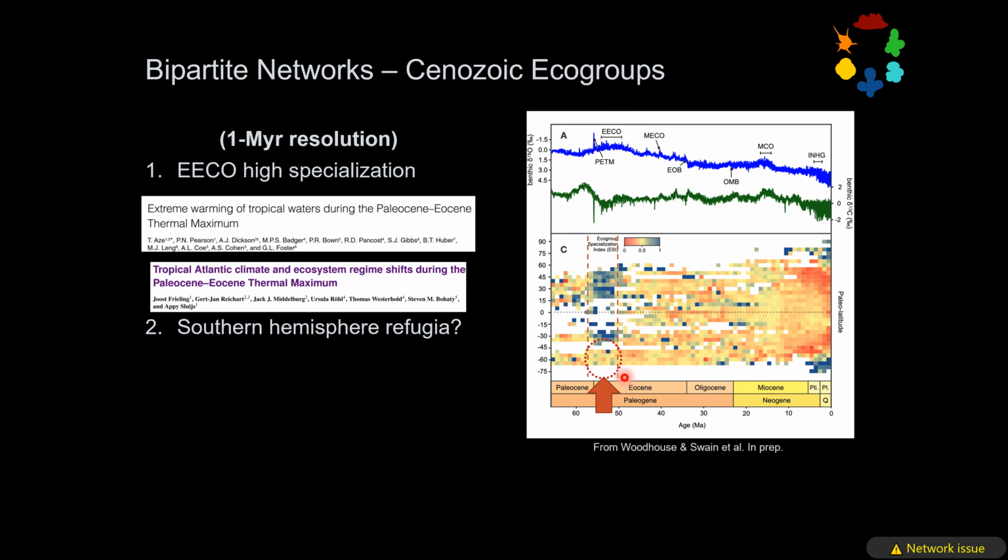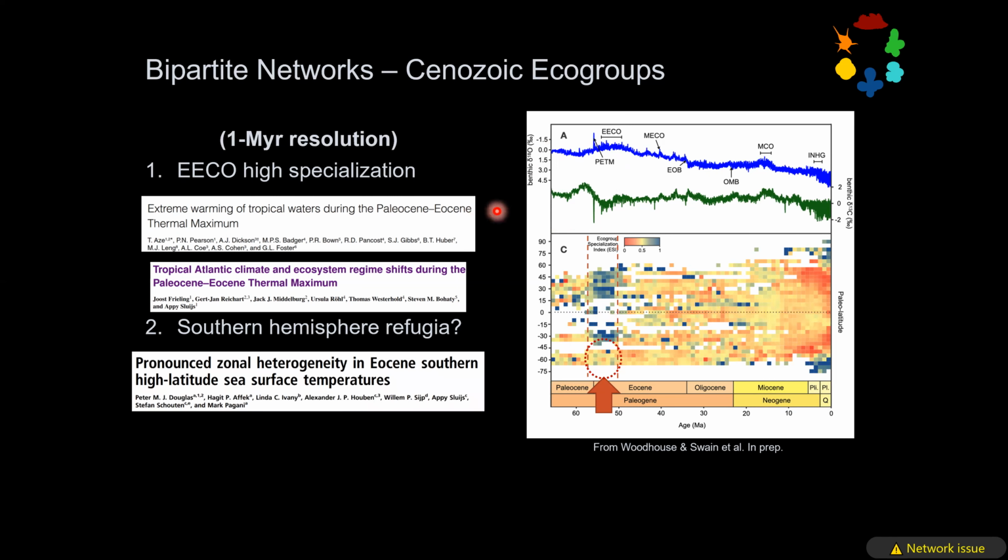Also, interestingly enough, the southern hemisphere once again appears to potentially act like a refugia, where we tend to have more generalized occurrences, lower specialization. It seems to be that more things are getting along well and all occupying the same region. And this may be due to the fact that we had a pronounced zonal heterogeneity longitudinally within the southern hemisphere. So there were lots of different niches and environments that may have acted as refugia for the planktonic foraminifera at this time.